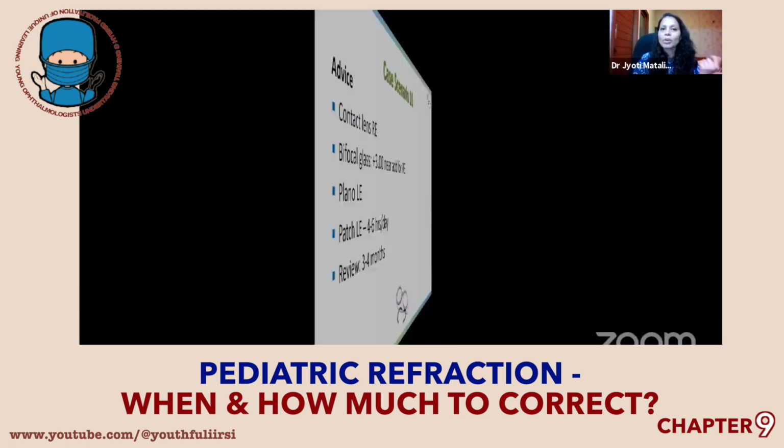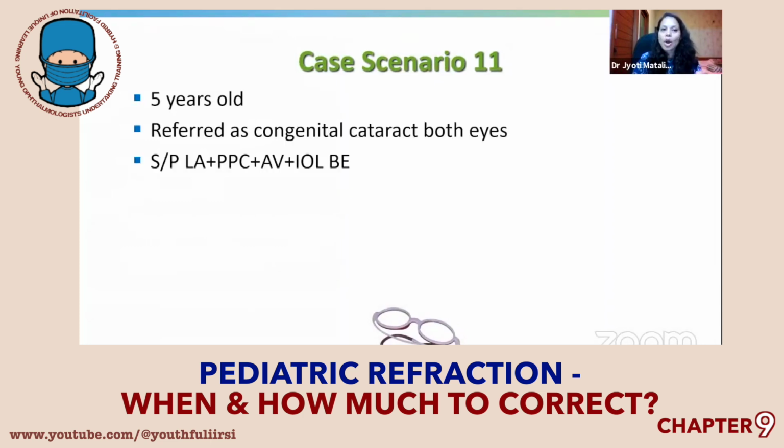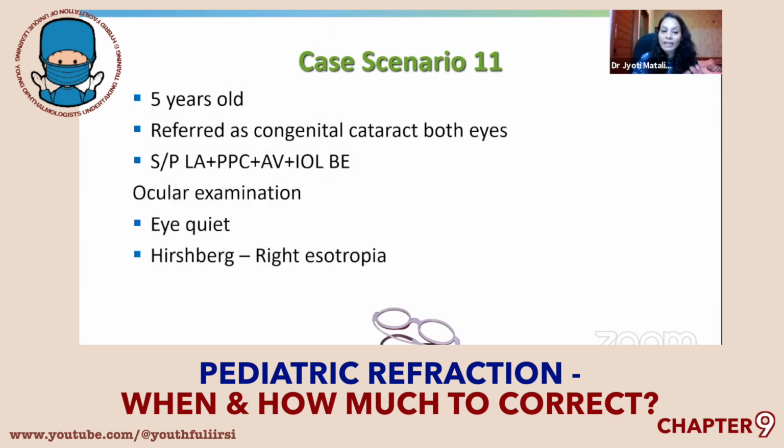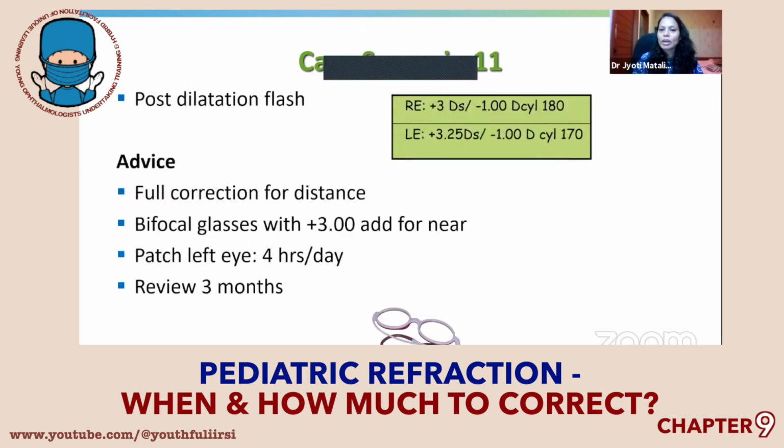And finally, this case scenario 11, where a 5-year-old child came for congenital cataract, underwent IOL implantation in both eyes. Ocular examination showed eyes aligned post-surgery, but some amount of esotropia present in the right eye. Vision is basically less in the right eye compared to the left eye, as you can see, and a refractive correction. Yes, so here you will give the full correction. You will give bifocals with plus 3 add and the left eye patching.